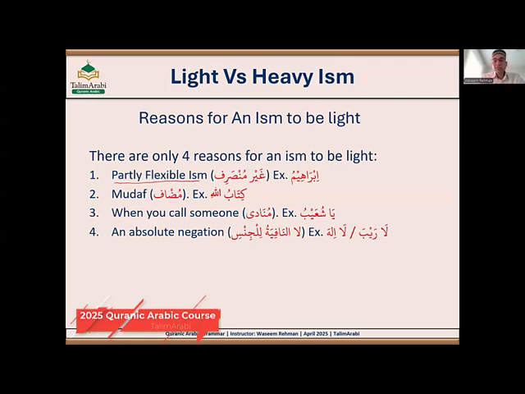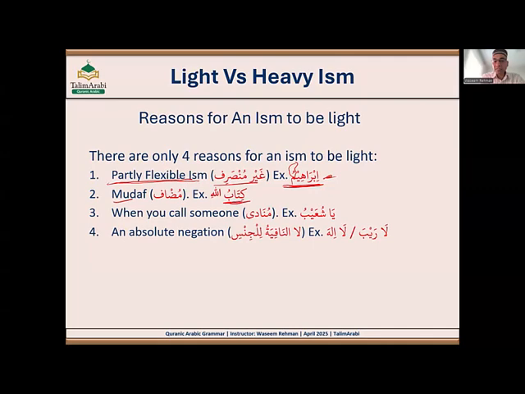Ghayr munsarif. Like Ibrahim, right? Now if you see, it's not Ibrahimun, it is Ibrahimu. Mudaf, we'll learn it later. But if you see, this is actually mudaf. So it's not kitabun. Now you see there is no al, but it still is light, right? It is a single dhamma. Like we normally learned before, if you put al, then the dhamma becomes a single dhamma. But here there is no al, and still it's light. It's a single dhamma, right? So it's light. Why? Because it's mudaf.